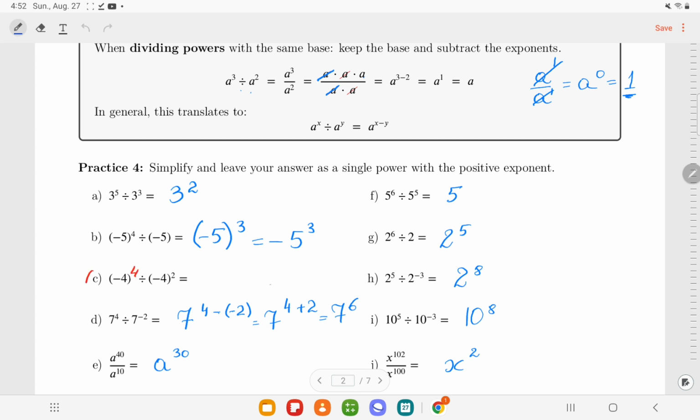Let's look at example C for a minute. What if instead of exponent 5 we had exponent 4? So negative 4 to exponent 4 divided by negative 4 in brackets to exponent 2. We keep our negative 4 as a base. We subtract the exponents. Now, since the exponent is an even number, we know negative times negative gives us a positive answer. So you would end up with 4 to exponent 2, positive 4 to exponent 2.